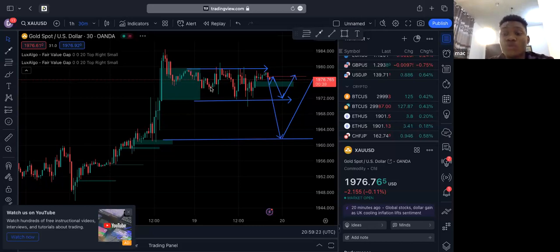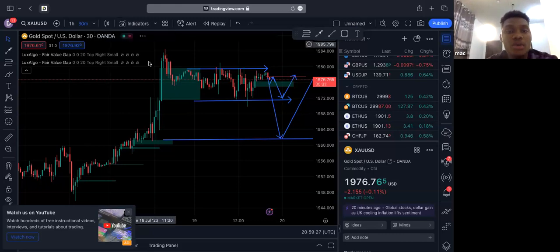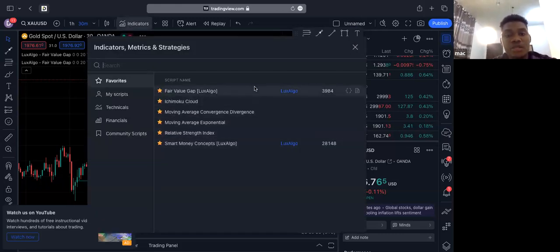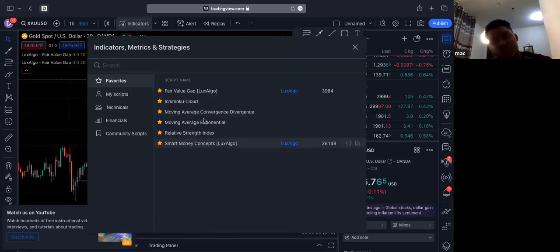Sorry, today we looked at FVG. Two weeks, three weeks ago, we looked at Ichimoku clouds. Three, four weeks ago, we looked at moving average, divergence, convergence, MACD. Weeks and weeks ago, we looked at relative strength index. And even more weeks ago, we looked at smart money concepts. As time proceeds, we are going to look at a lot of indicators.